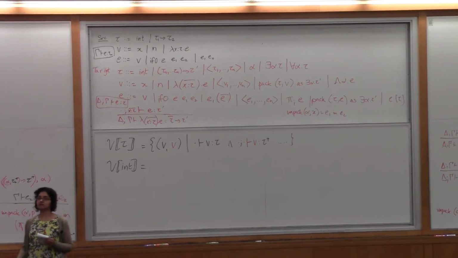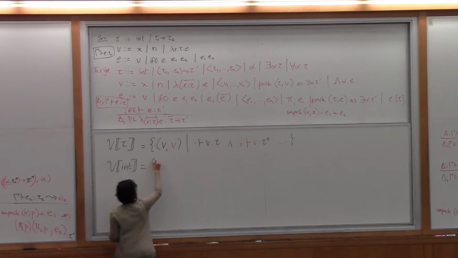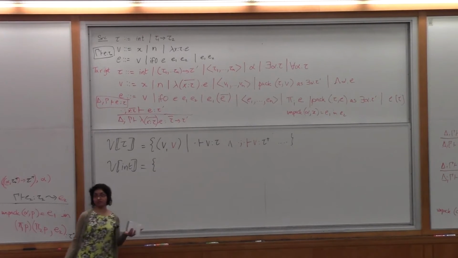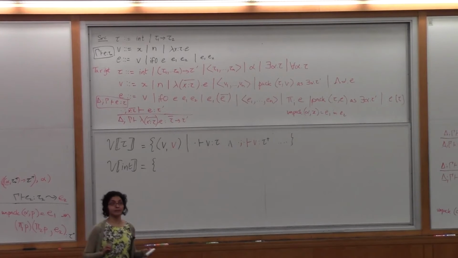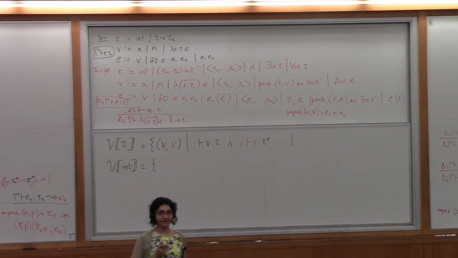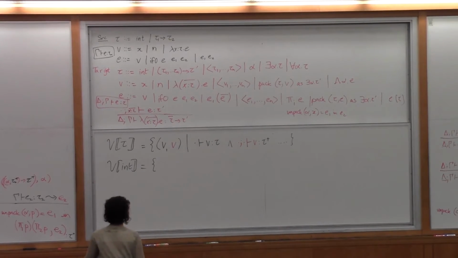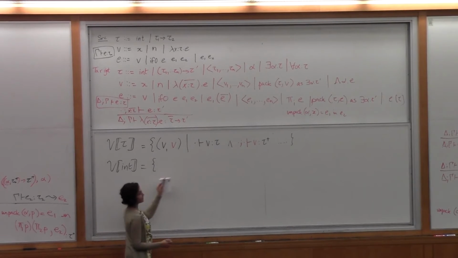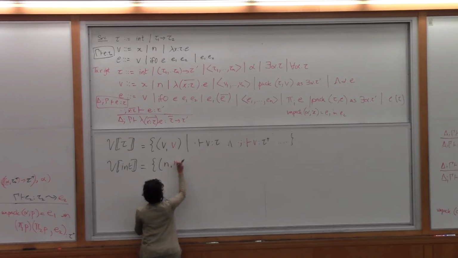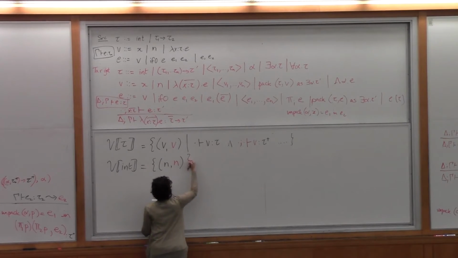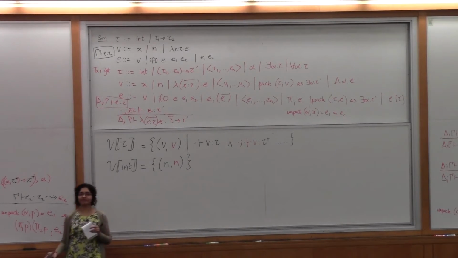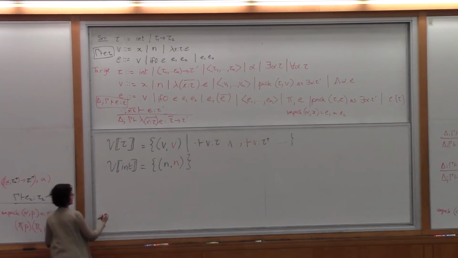What value do I put in this relation? The integer. And when should they be related? When should they be equivalent, have the same meaning? When they're exactly the same integer. So if it's a black integer and a red integer, then they are related. So I'm writing this.